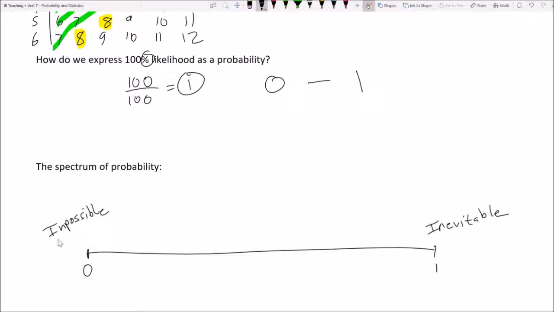So we have impossible. The natural other word we would need to include is possible. A lot of people say possible is somewhere up in here around 0.5. And technically, anything more than 0 fits in the realm of possible.